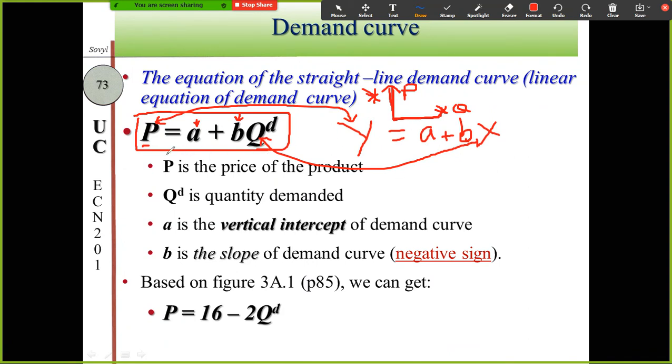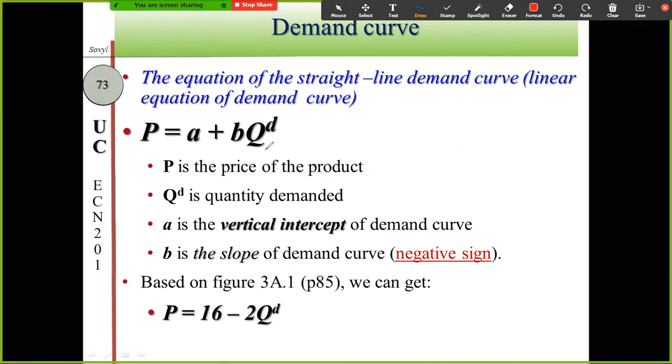So in this case, we write P equals A plus B QD, because we're talking about demand. P is the price of the product that we study, as we already learned in the whole of chapter 3. QD is the quantity demanded for that product. A is the vertical intercept, the same meaning as in appendix chapter 1. B is the slope, the slope of the demand curve.